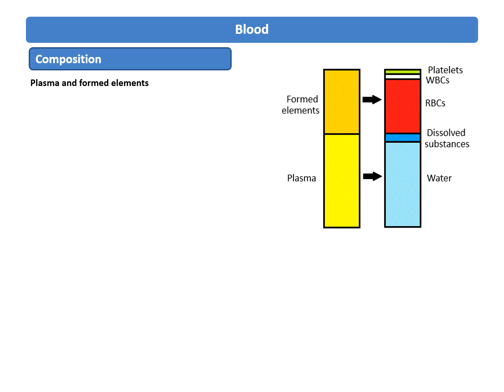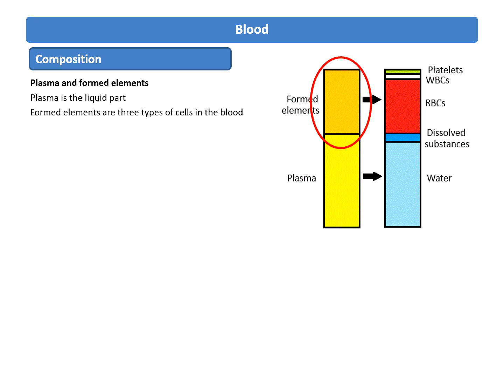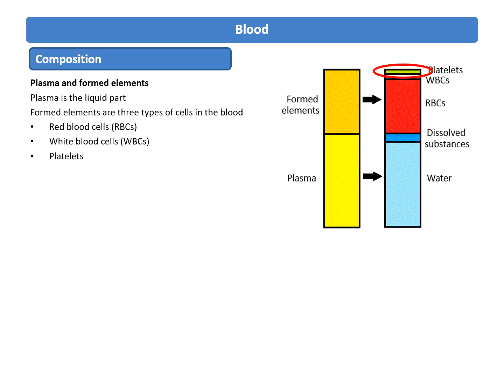Plasma and the formed elements make up the blood. Plasma is the liquid part. The formed elements are the cells. There are three types: red blood cells, abbreviated RBC, white blood cells, WBC, and platelets. The size of each component in the graph represents a rough idea of the quantity of each.